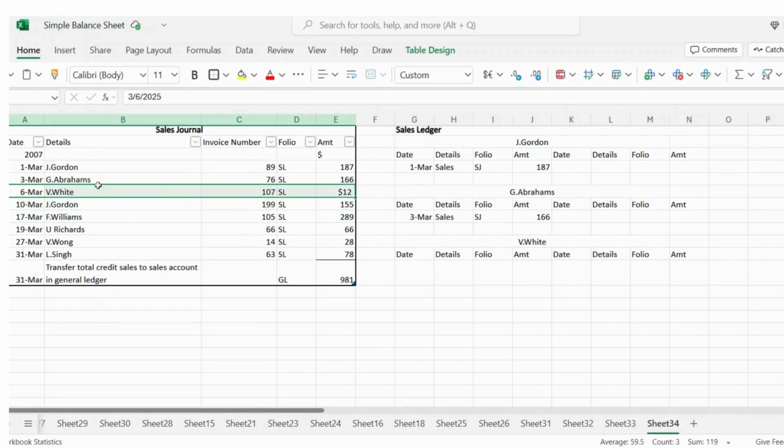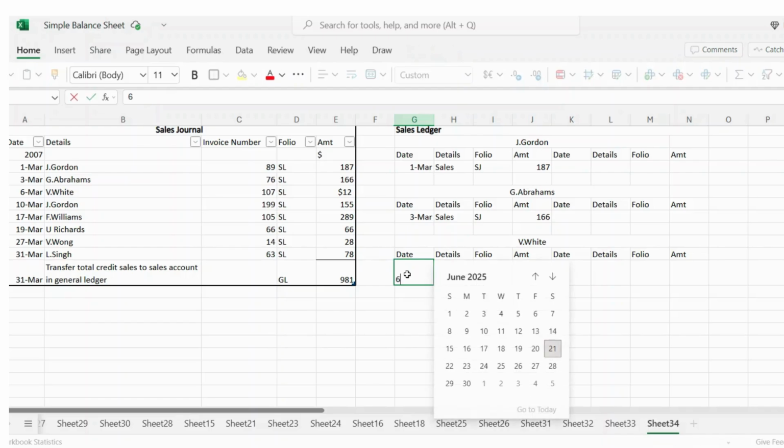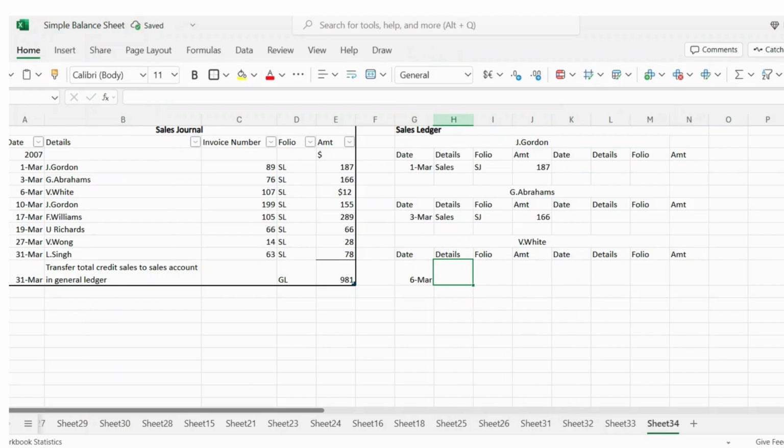6th of March, V White did some sales for $12. Folio is a sales journal. All right. So let's put that in. 6th of March. Details is sales. Folio is the sales journal. And the amount is $12. All right, and you will continue to do that for the other transactions.